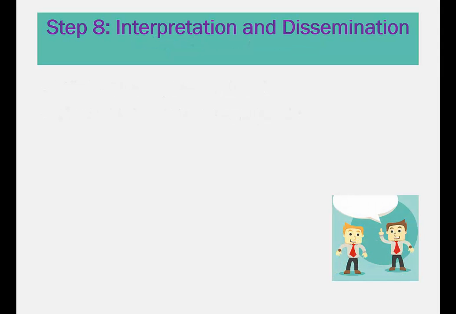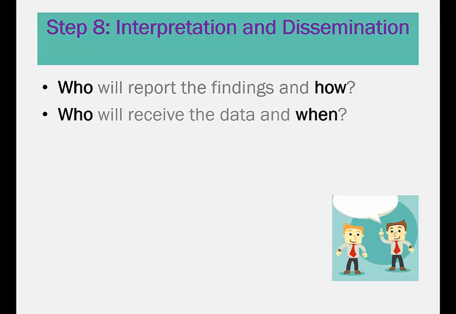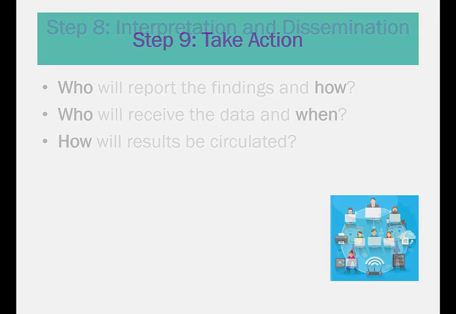Step 8. Interpretation and dissemination. In this step, several questions will be explored, including: who will report the findings and how? Will the finding be submitted to a peer-reviewed journal? A press release to the media? A newsletter to stakeholders? Who will receive the data and when? How will the results be circulated?